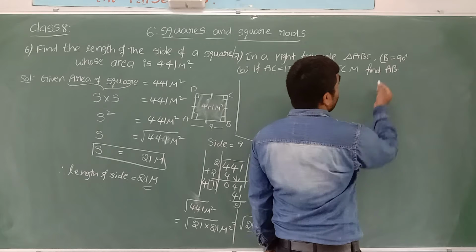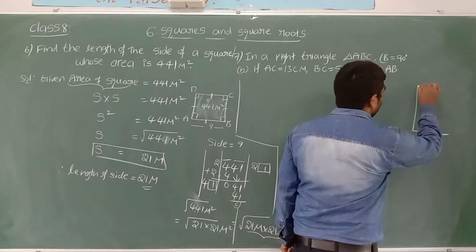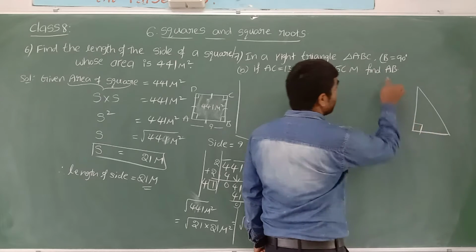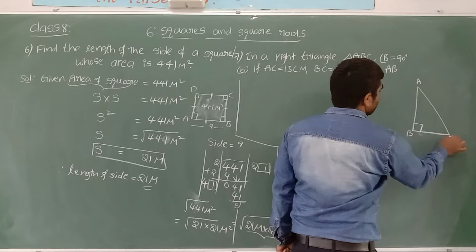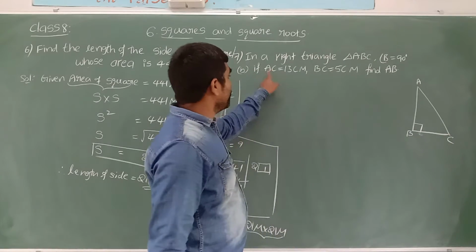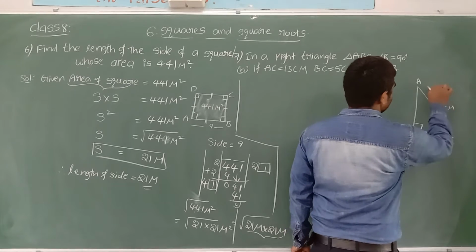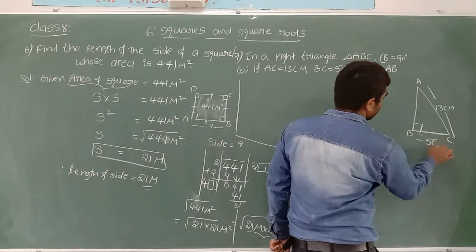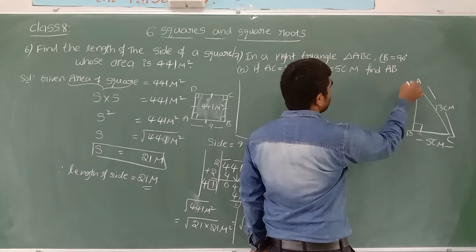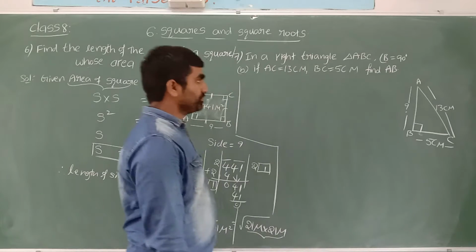So draw a triangle which is right angle triangle. Let me draw a triangle. Right angle triangle, right angle B. Let me write here AC. In figure they gave length of AC 13 centimeters, BC 5 centimeters. What they are asking is to find the length of AB.